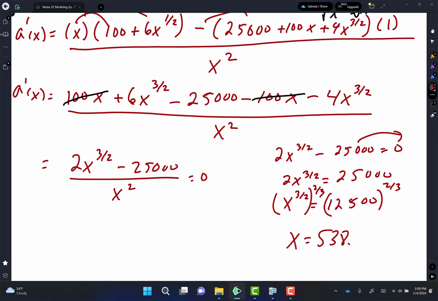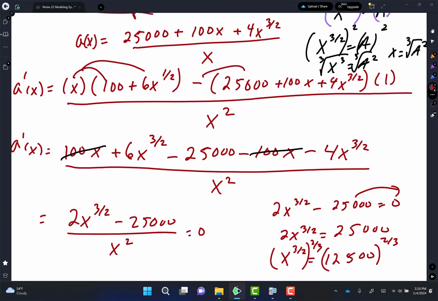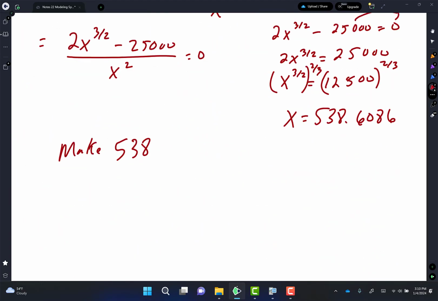Here comes the business question. 538.6086. Can you make point something of a product? No. Are you going to round it up or are you going to round it down? Round it down. Good job. The 0.6 you're rounding. Make 538 units.